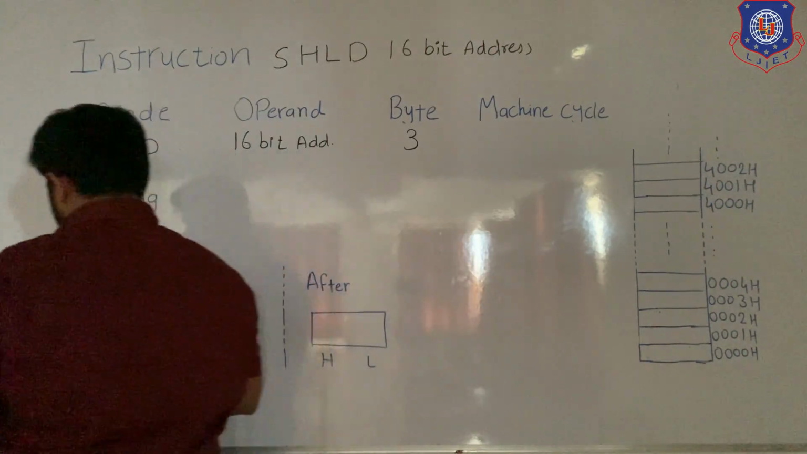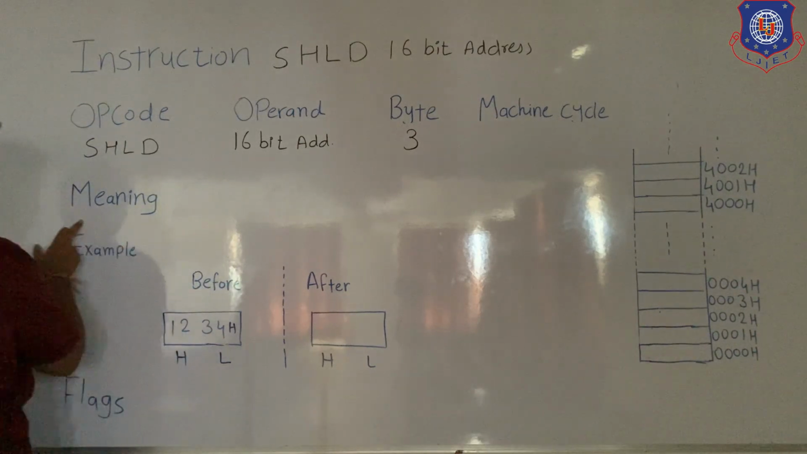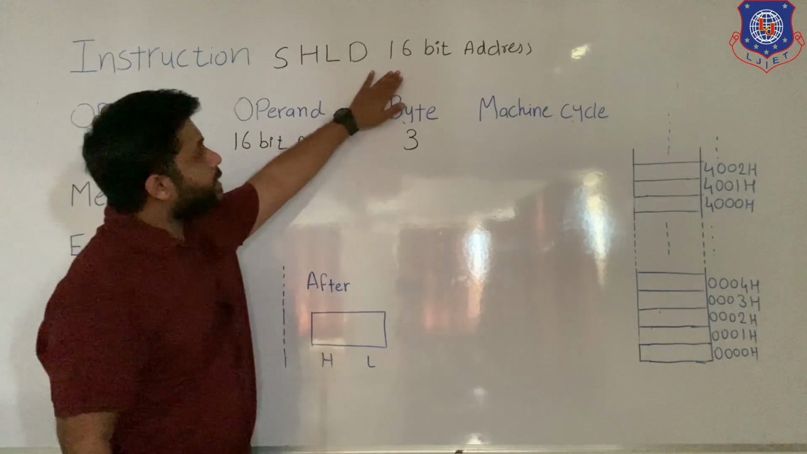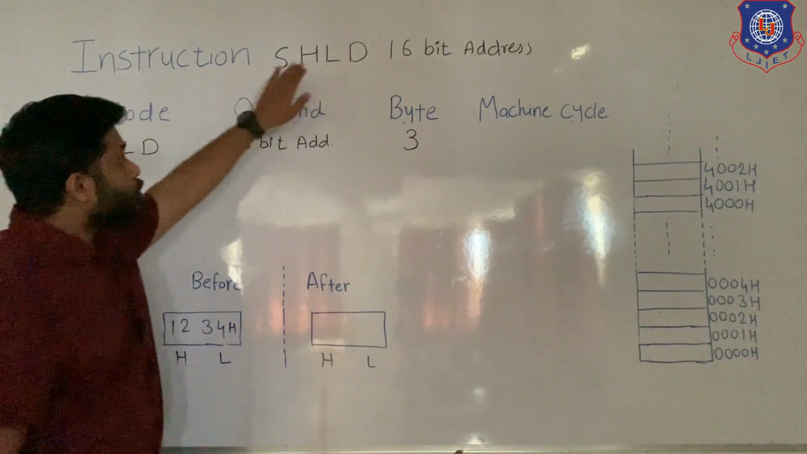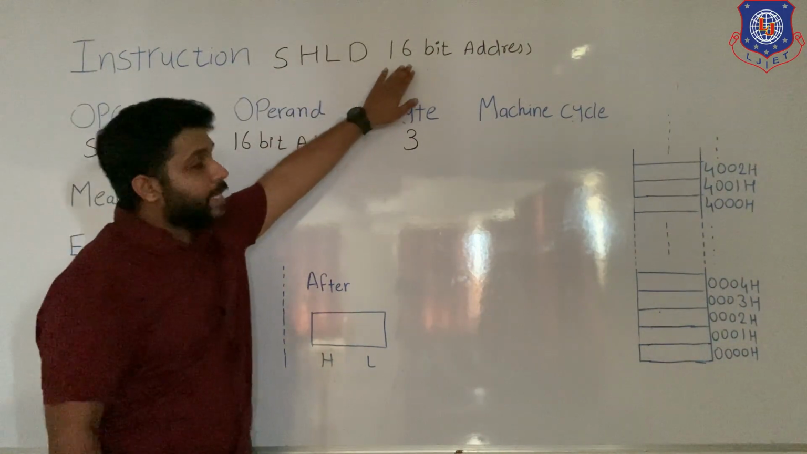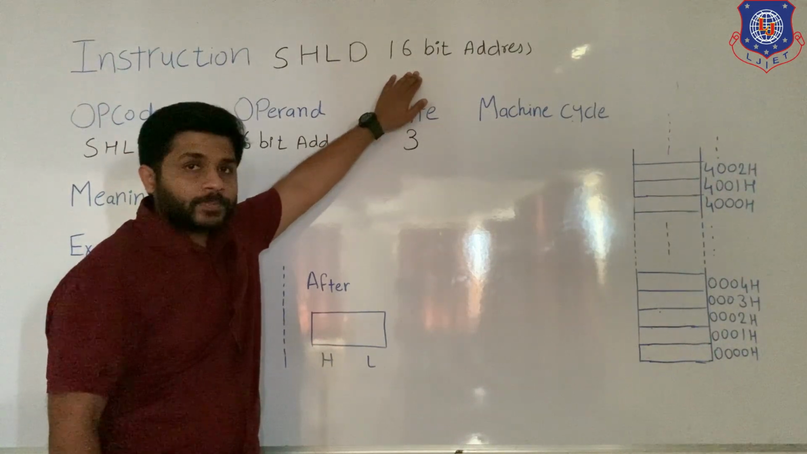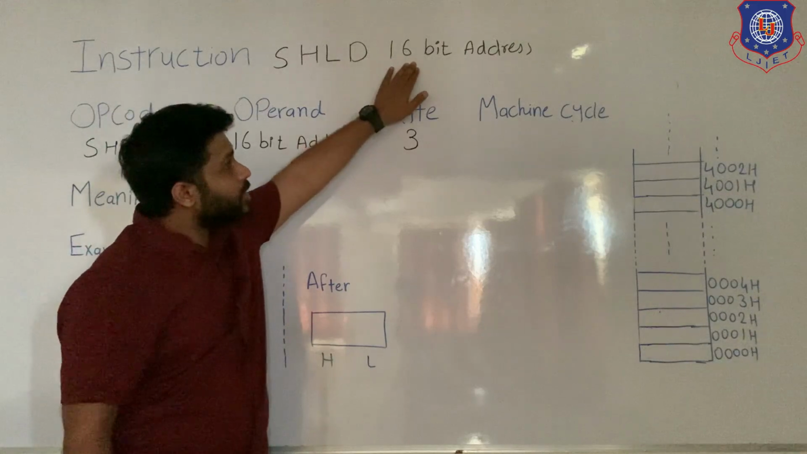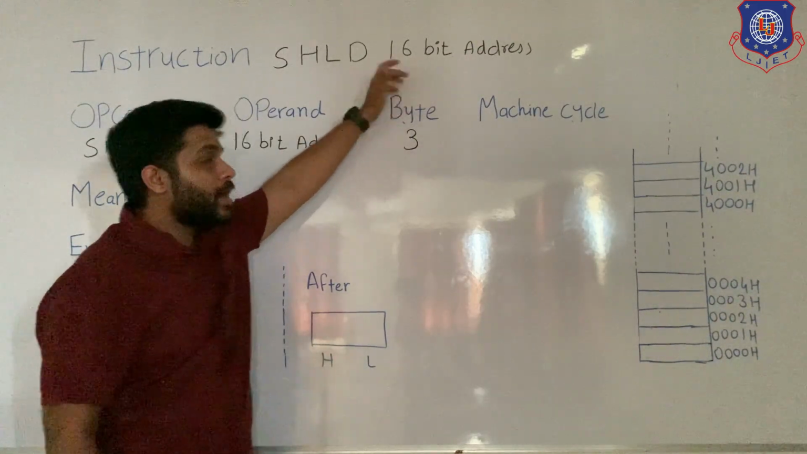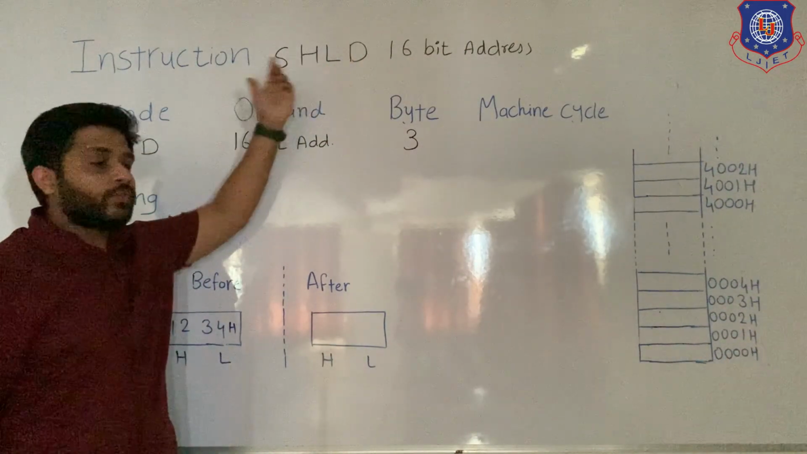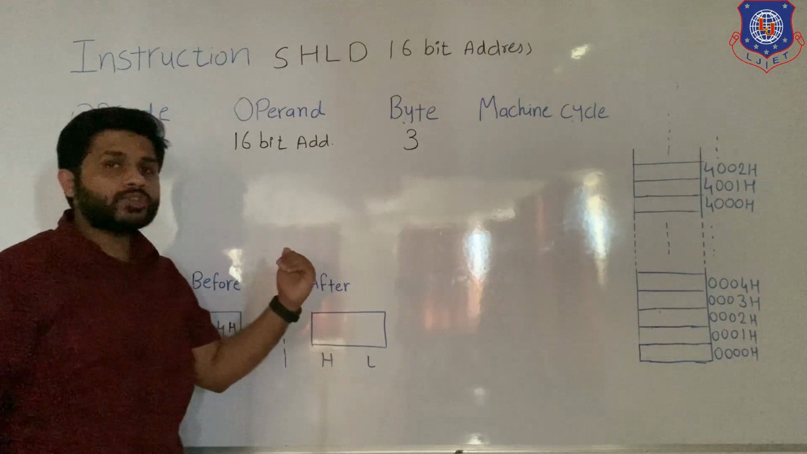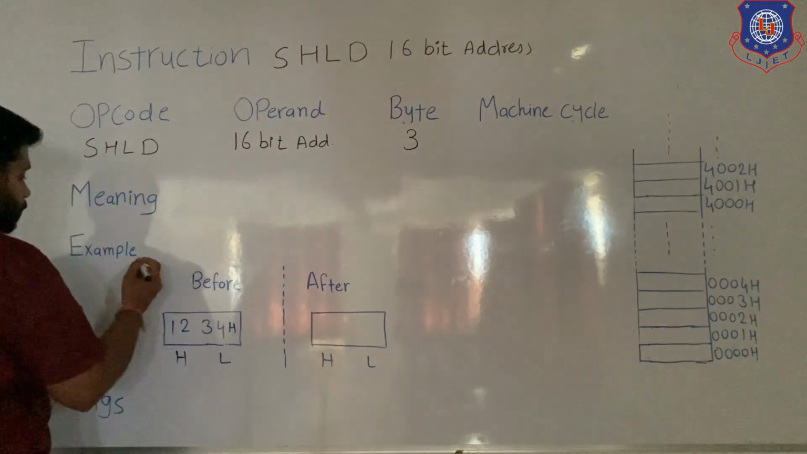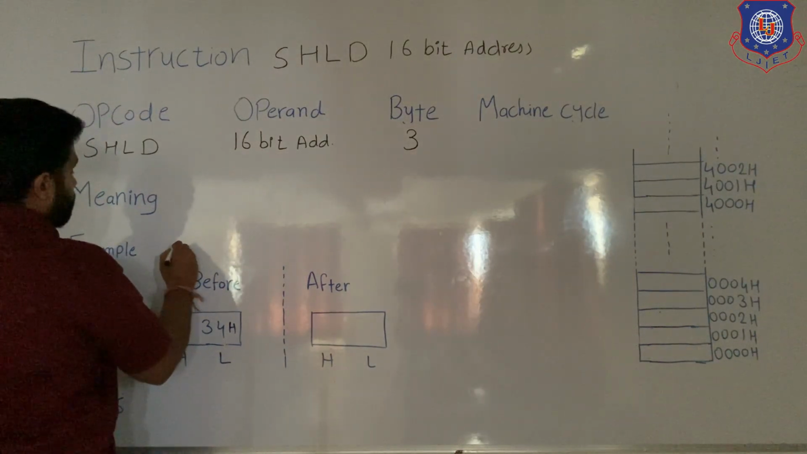Machine cycles we are going to see, but before that, let's see the meaning of this instruction. SHLD 16-bit address means store data to the 16-bit address. But from where? Store data to the 16-bit address from the HL pair. So from the HL pair, data will be stored to the memory location. Let's see one example so that you can get the idea.